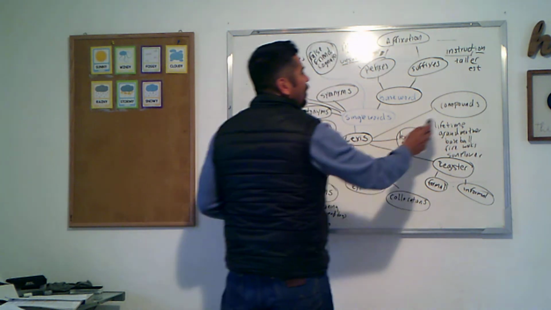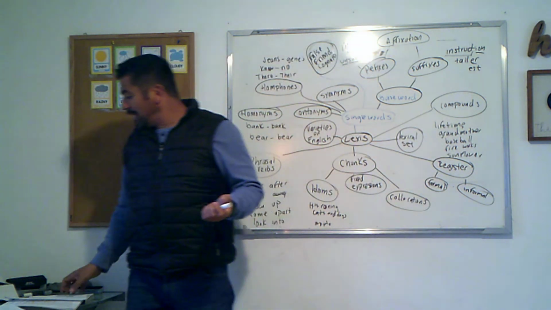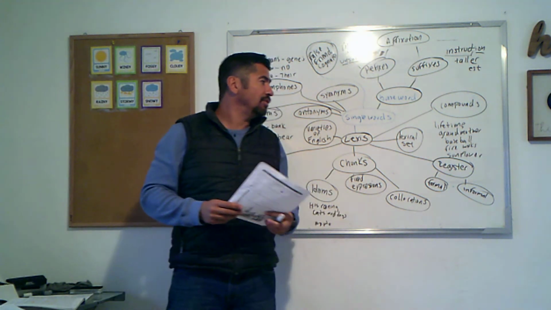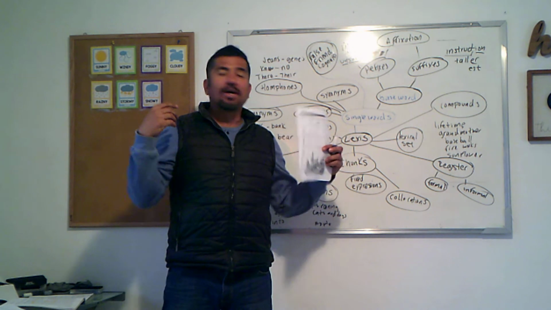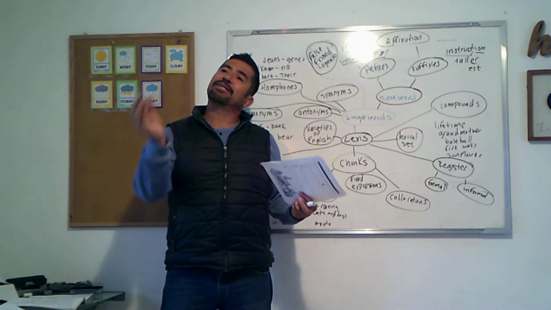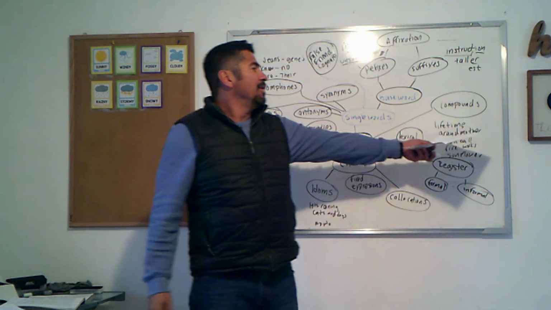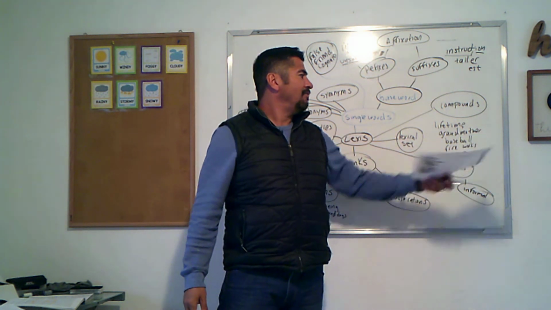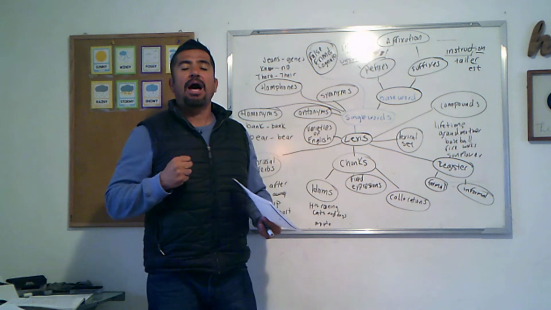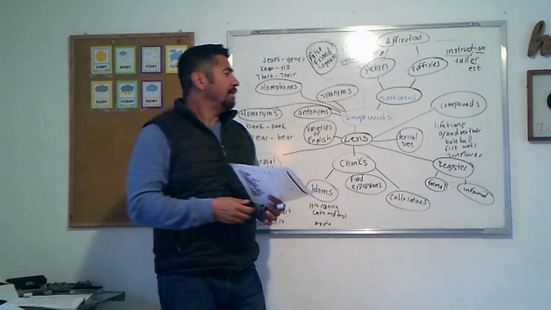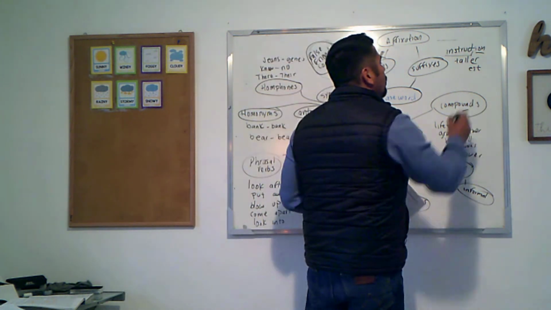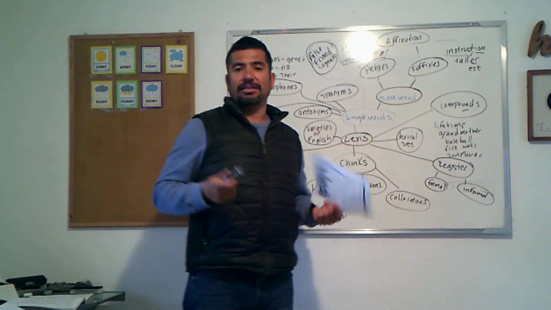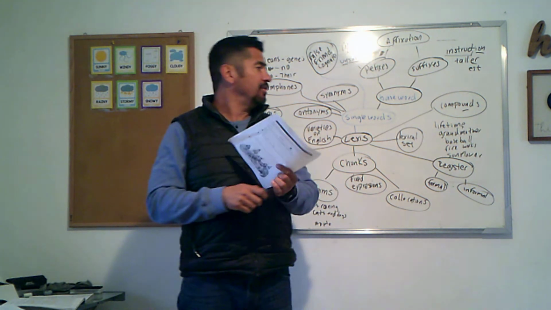We have the compounds, which can be nouns, verbs, adjectives, or prepositions, which are words that are formed by two words. For example, grandmother, baseball, fireworks, sunflower, classroom, amongst others. Okay? That would be the compound. Remember we saw what a compound noun was briefly in our prior unit.